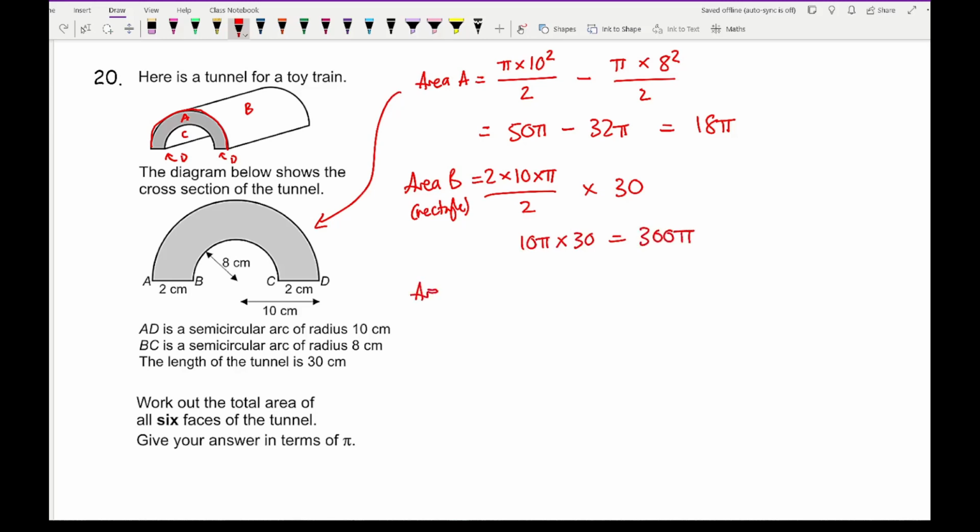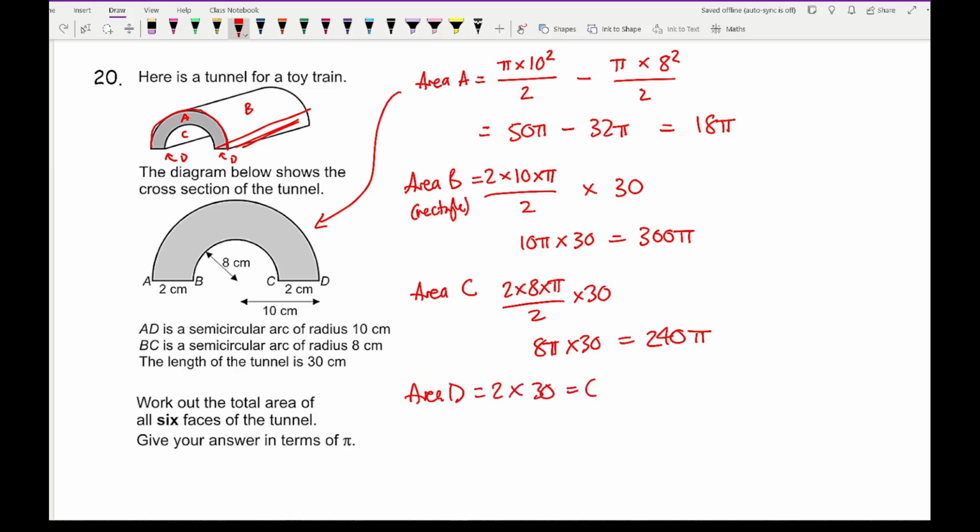Then for area C, which is this underlayer, that's going to be 2 times 8 times pi divided by 2 times 30. So that's going to be 16, 8 pi. So it's going to be 8 pi times 30, which is 240 pi. And then for area D, which is just a rectangle, which is these two little strips here, that's going to be 2 times 30, which is 60.